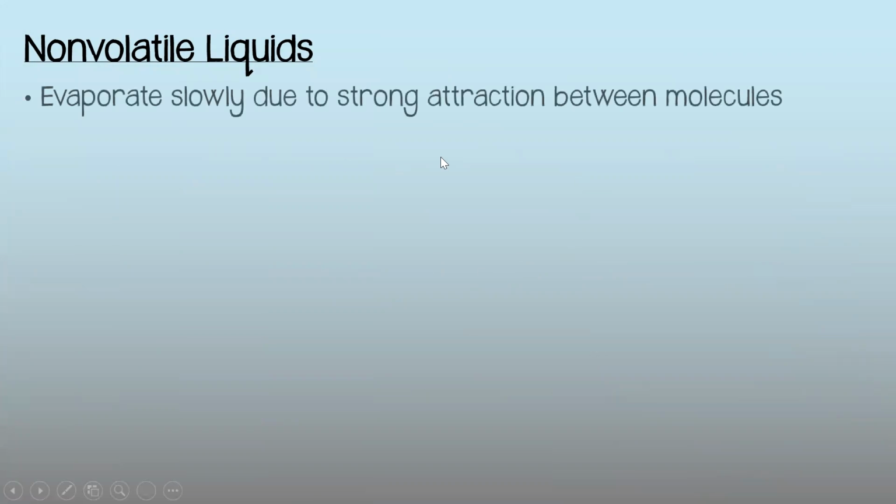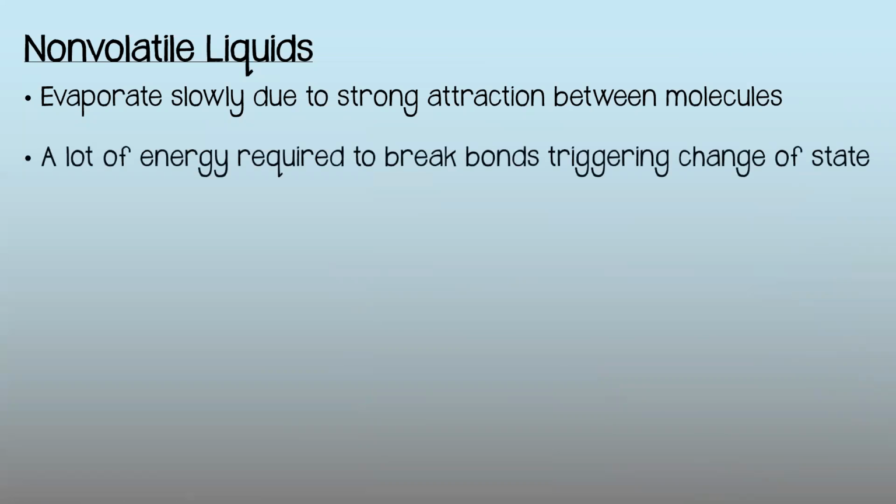On the flip side, we have non-volatile liquids. It's just the opposite. These are liquids that evaporate slowly because there are strong attractive forces between the molecules, and a lot of energy is required to break those bonds for a change of state to occur. So the best examples of this are oil and water.